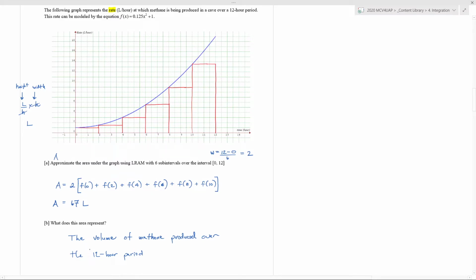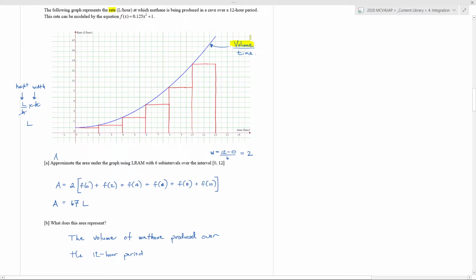So what we've done is we found the area under a graph of a rate, which represents how the volume is changing with time. So when we find the area under that rate graph, it's going to give us the change in the quantity which is changing, and in this case it would be volume.